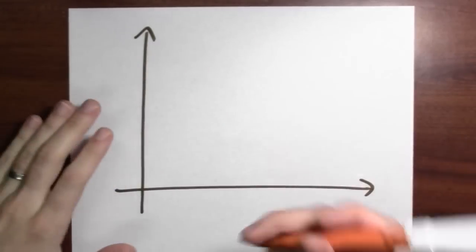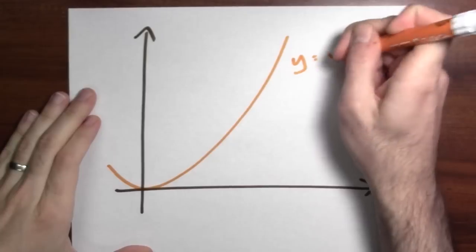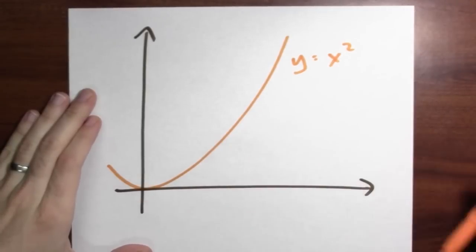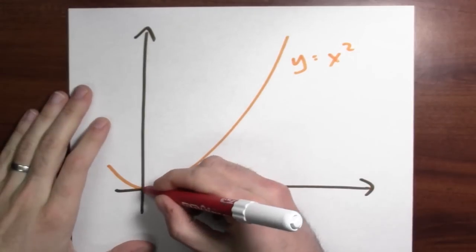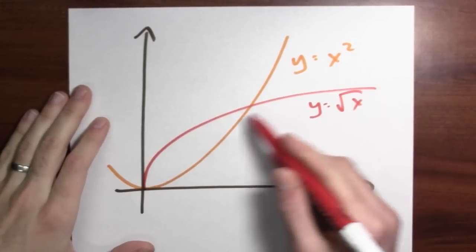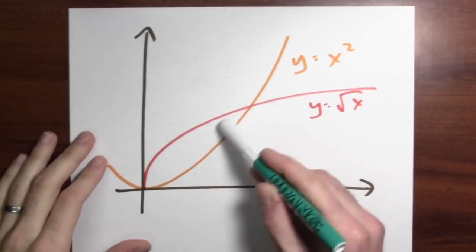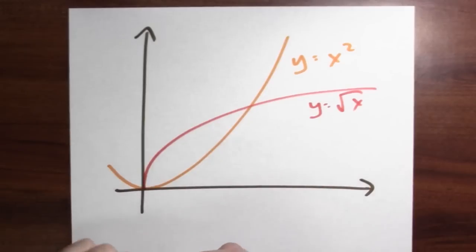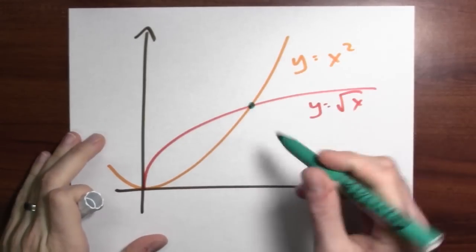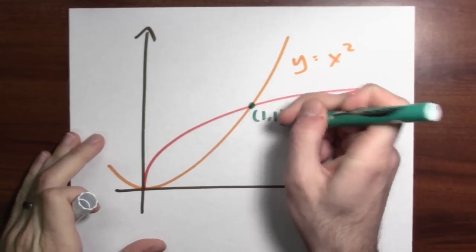Here's my plane. The graph of y equals x squared maybe looks like that, and the graph of the square root of x maybe looks like this in red. So what does area between curves even mean? Well, I really mean the area inside this little wing-shaped region here. This point is worth thinking about. That point has coordinates 1, 1.